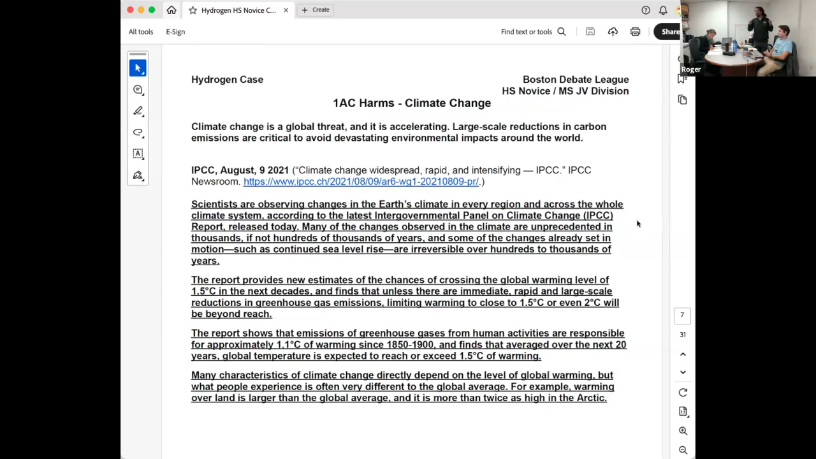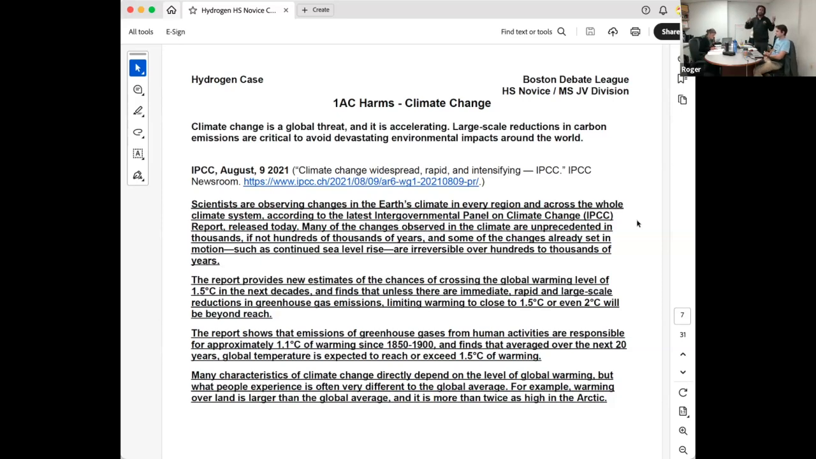Large-scale reductions in climate emissions are critical to avoid devastating environmental impacts on the world. And this comes from the IPCC, the Intergovernmental Panel on Climate Change, 2021. More or less the body of this evidence says that scientists are observing changes in the Earth's climate in every region across the whole climate system, according to the latest Intergovernmental Panel on Climate Change report released today.